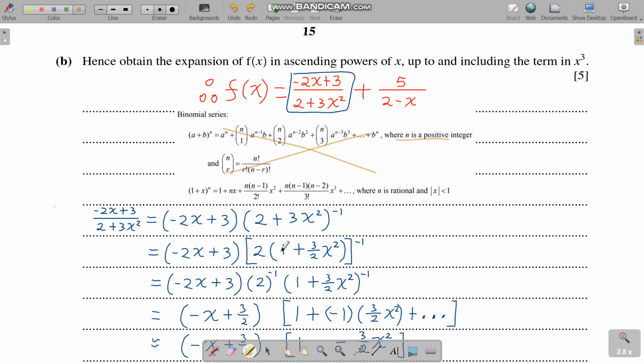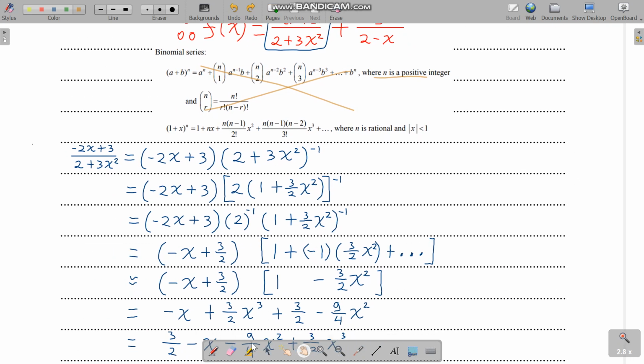So we still have 1 plus 3x squared, because if we multiply we get 2, if we multiply we get 3x squared. So next step, remember this 2 is also to the power of minus 1. So the 2 is also to the power of minus 1. And to the power of minus 1 is 1/2. 1/2 times everything here we have minus x 3/2. So now we can use the binomial expansion formula, this formula.